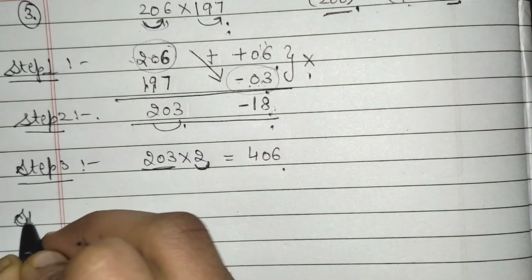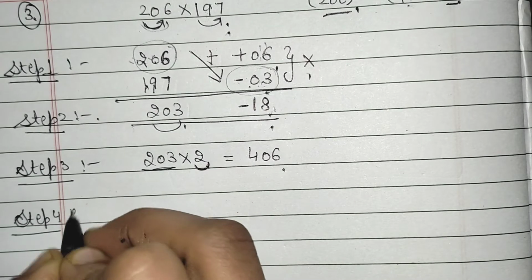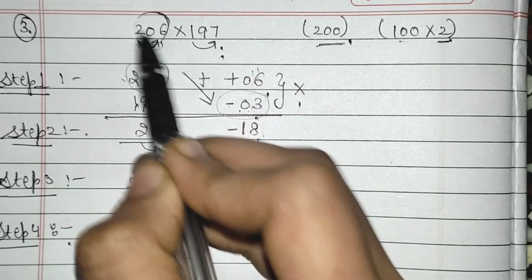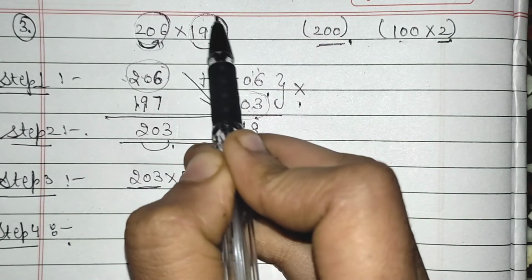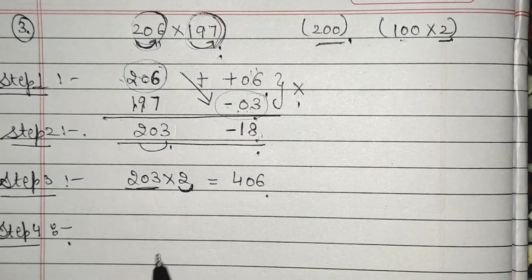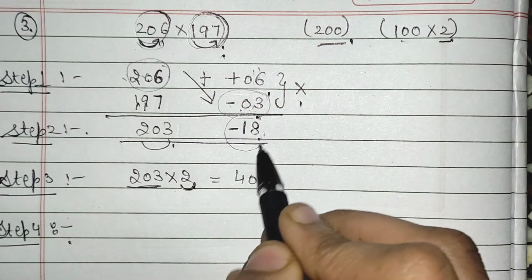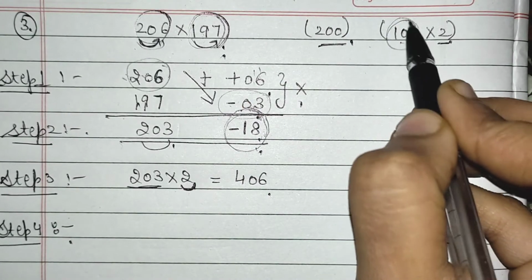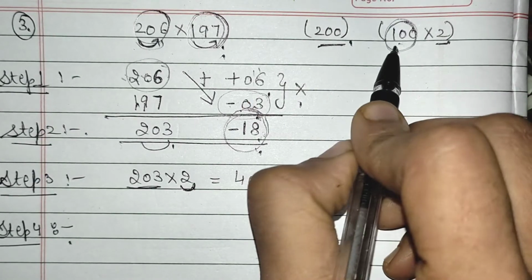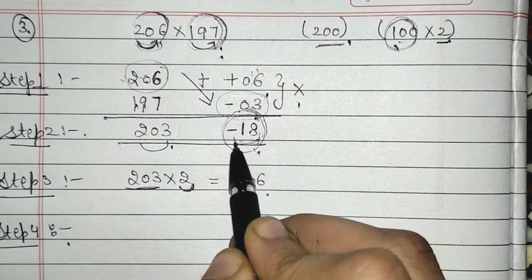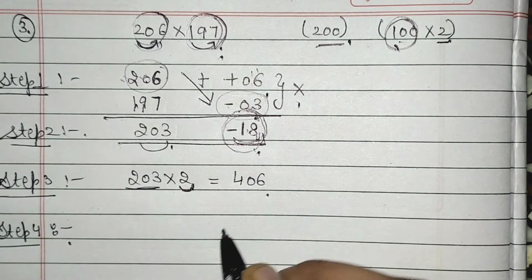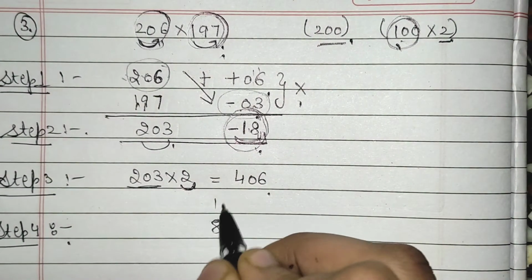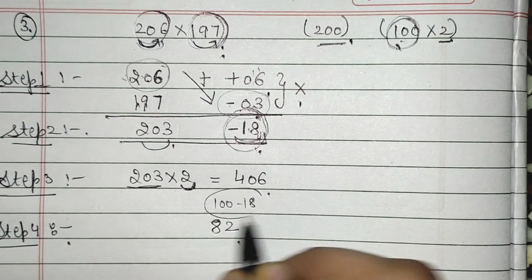Remember that I have told you in my previous videos also that if one value is above the base and one value is below the base, then we do one extra step. What is it? We subtract this value from my nearer base value. That means we will do subtraction from 100. So if I subtract from 100, I will get 82. Okay, 100 minus 18 will be 82.